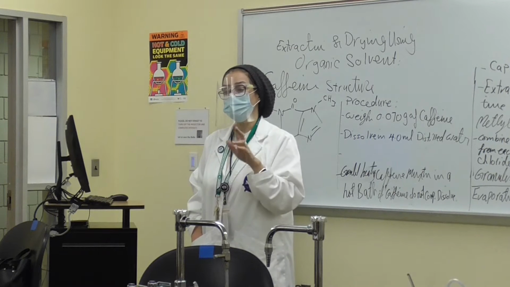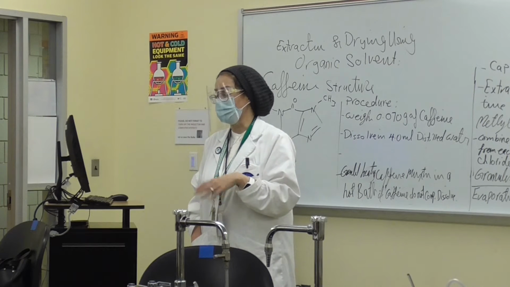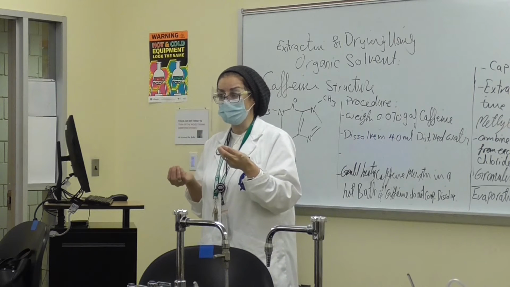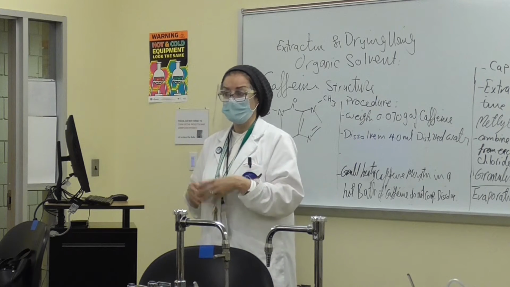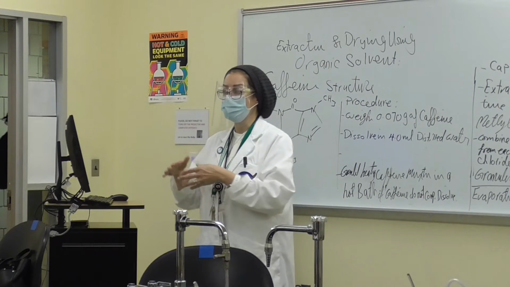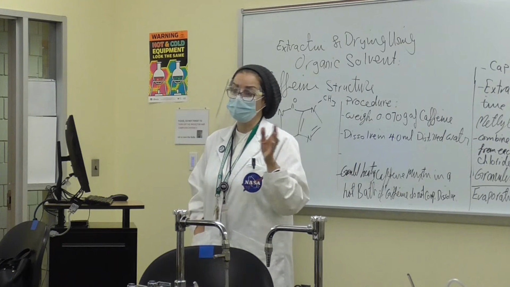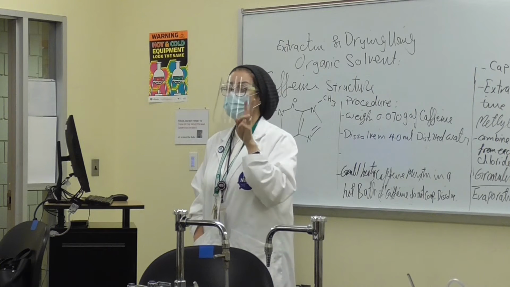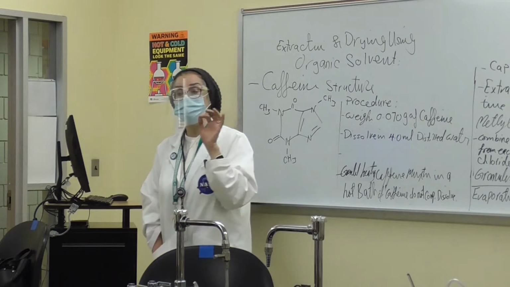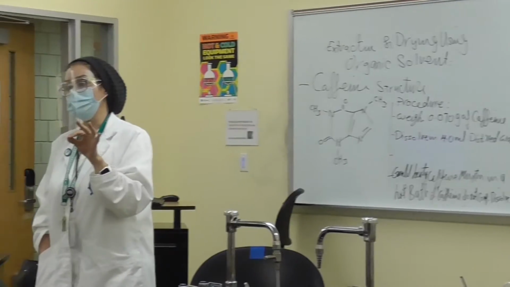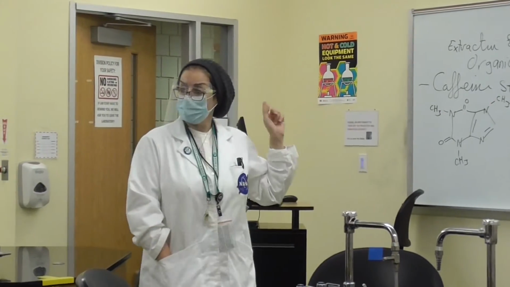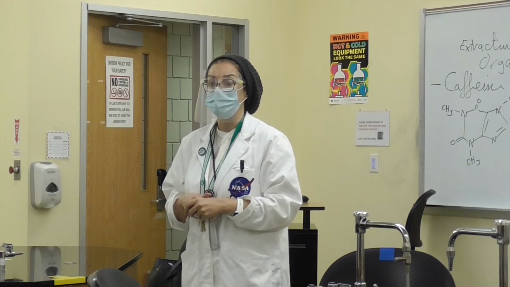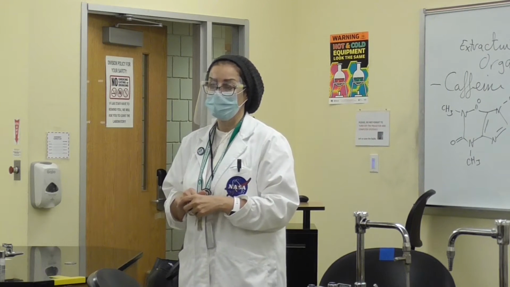So that's basically what we are going to do today. We are going to extract the caffeine, which is an organic substance, from the water layer into the organic layer, which is methylene chloride. We do it 3 times because we want to extract as much as possible of the caffeine that you dissolved in water into the organic layer, okay?